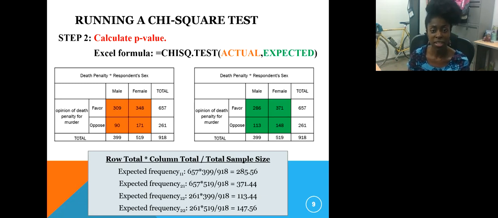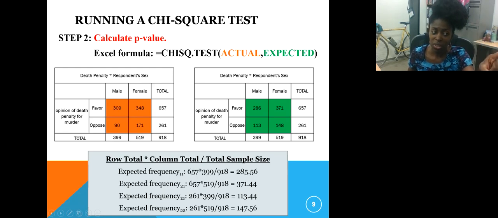Okay, when we type that in, it's going to ask us, just like it does with everything else, hey, what's our actual? It's going to prompt you, right? So what's our actual? Our actual is the 4 that we already knew existed, right? This is based on our sample. 309 people were males that favored, remember? Okay, and our expected is what we calculated already. Right here at the bottom, we calculated it, and here it is in the table.